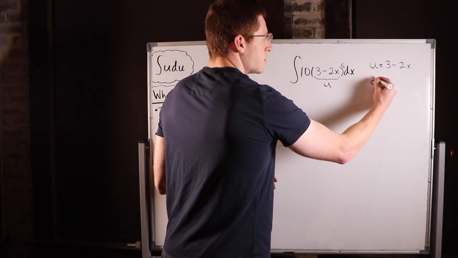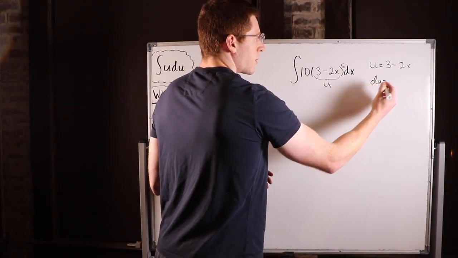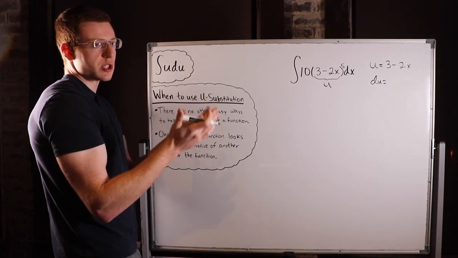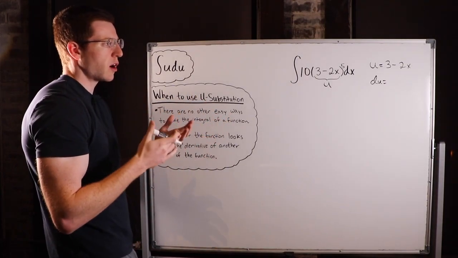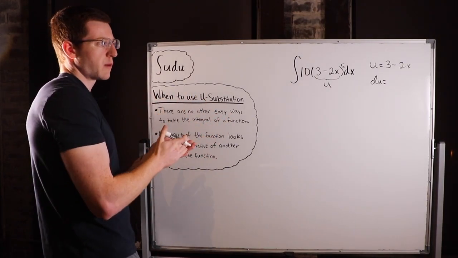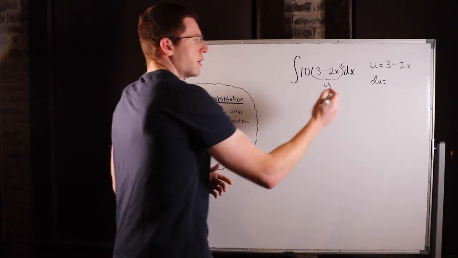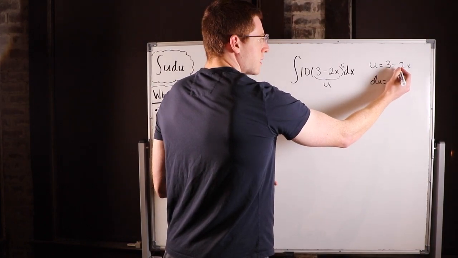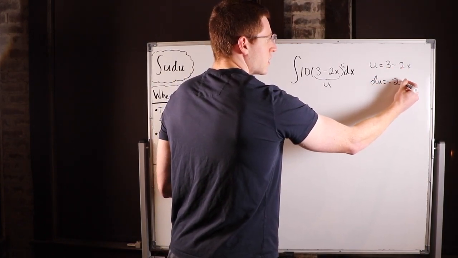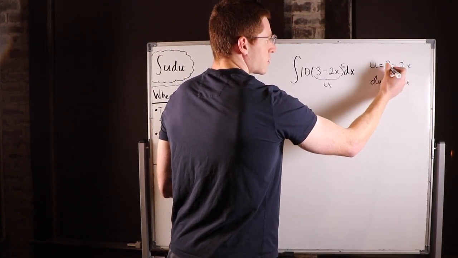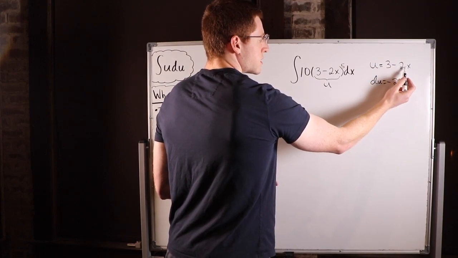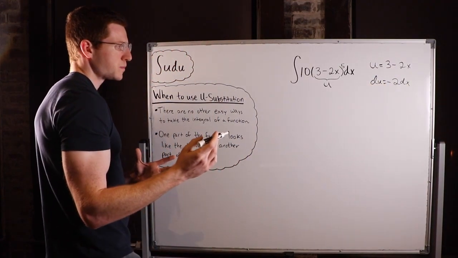So our du now, and perhaps this isn't the right way to choose u. Let's just test this out, because this is oftentimes how you'll solve these problems. You'll pick something for u, it won't really help you, and you'll have to pick something else for u. So du here would be negative 2 dx, right? Because the 3 goes away, and negative 2x, the derivative of that is negative 2.